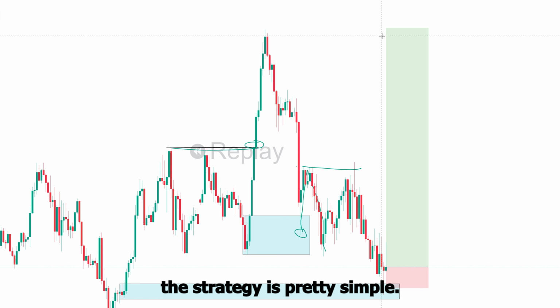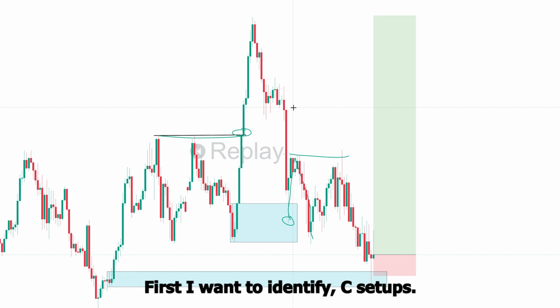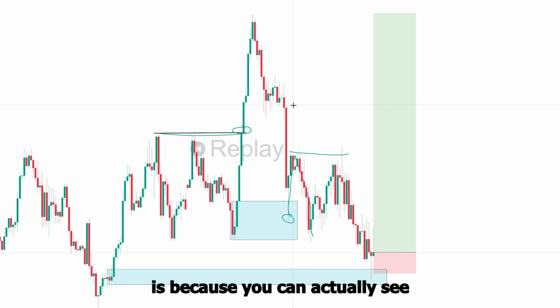So yes, this strategy is pretty simple. This setup over here alone is already an A plus setup. But now I just want to actually start identifying these trades, okay? First, I want to identify C setups. And the reason I'm identifying low probability setups is because you can actually see what those low probability setups are, so you can actually avoid them.